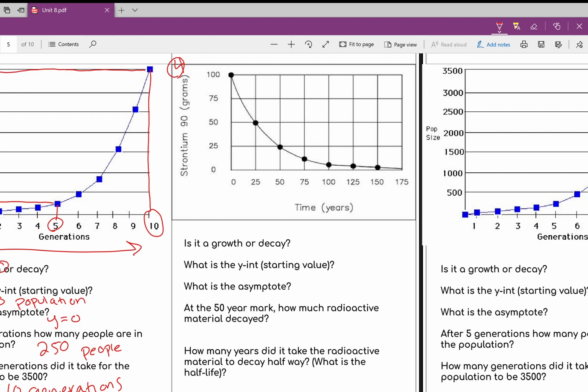The first question says, is it a growth or a decay? So again, if we look from left to right, just like we read a book, we notice that this graph is going down. So since it's going down, it is a decay. What is the y-intercept, our starting point? Remember, the y-intercept is where it crosses the y-axis. It crosses the y-axis right here at 100. 100 grams.